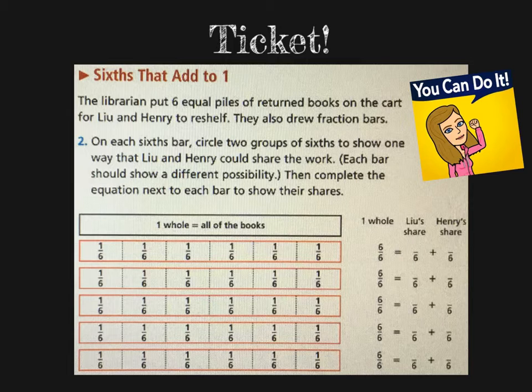All right, ladies and gents, now we have a new situation where the librarian put 6 equal piles of books on the cart. So for each of these 6 bars, you'll be doing something like what I did at the beginning of the lesson with fifths. So I'd like you to come up with a couple of different scenarios of how these kids could stack the books in 6 to equal 1 whole, or 6/6. So you're going to show me visually with fraction bars and also draw me different equations as well.